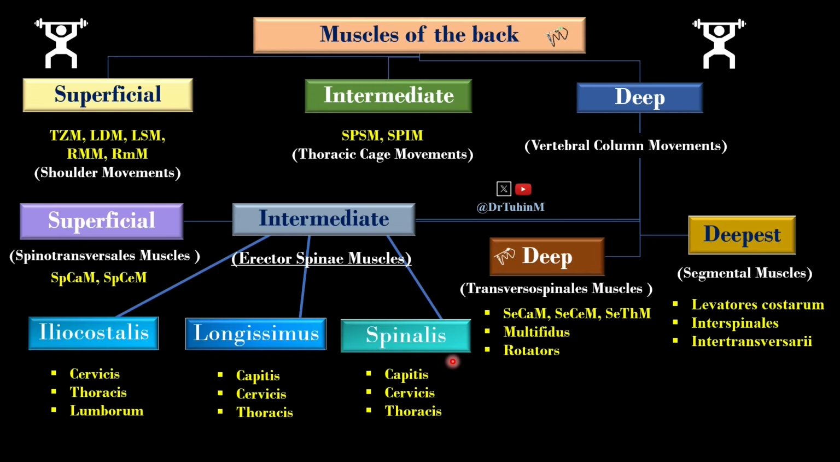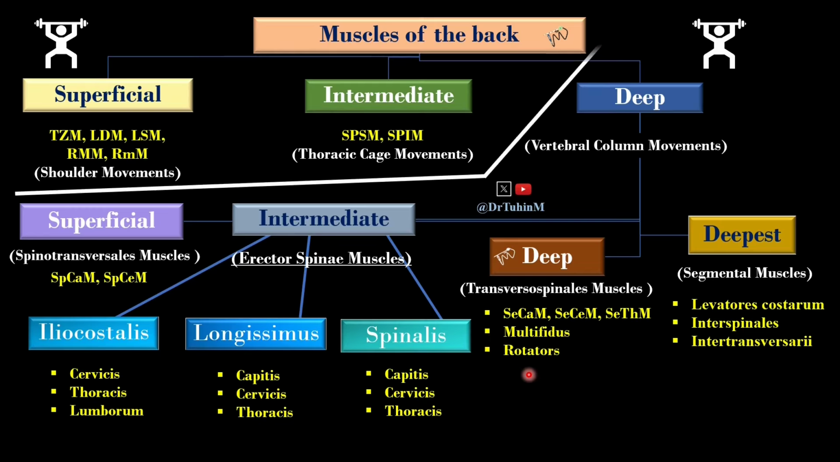All of them have their separate names at different regions. And please remember, multifidus is not a component of the erector spinae group of muscles. If we draw the thoracolumbar fascia, it is dividing the deep part from the intermediate and the superficial part.